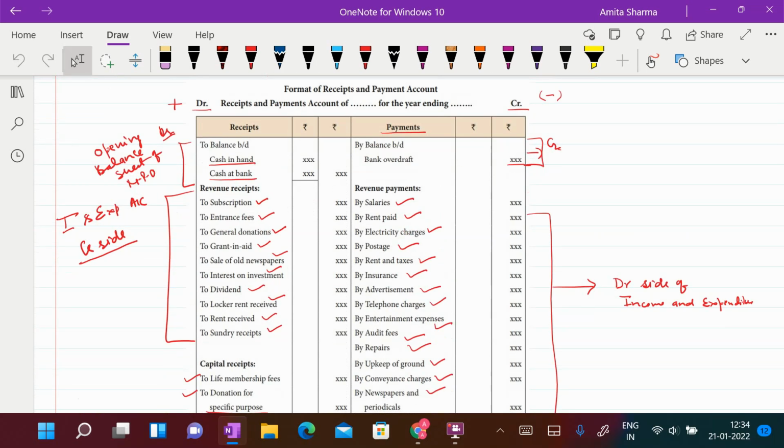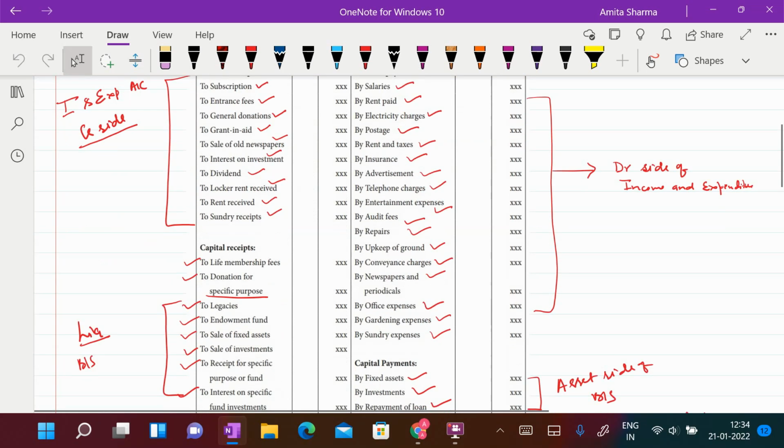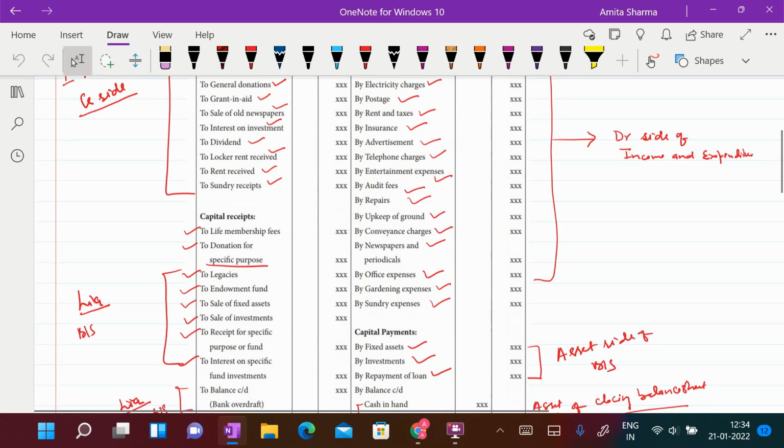So all revenue nature receipts will be transferred to the credit side of the income and expenditure account, and all revenue nature payments will be transferred to the debit side of the income and expenditure account after this. And all capital receipts will go on the liability side of the balance sheet of the not for profit organization, and all capital payments will go on the asset side of the balance sheet.